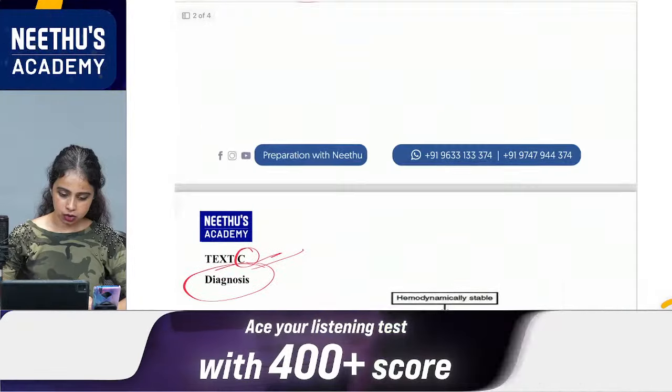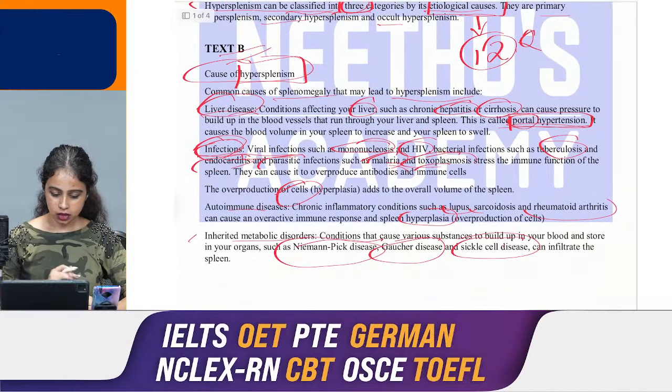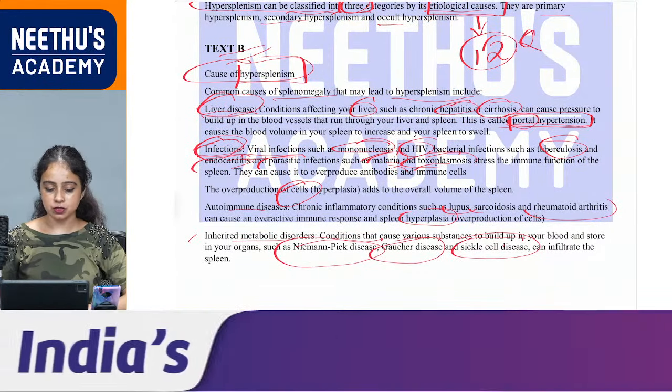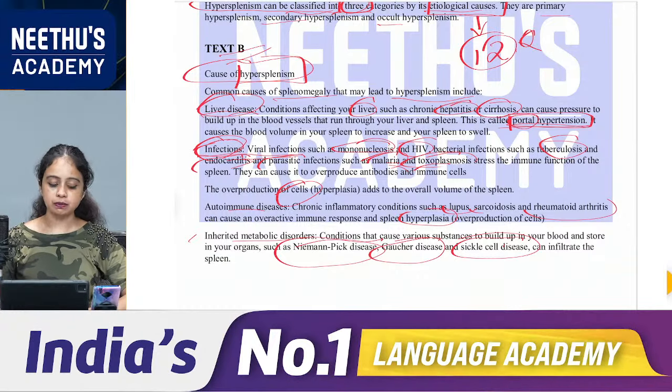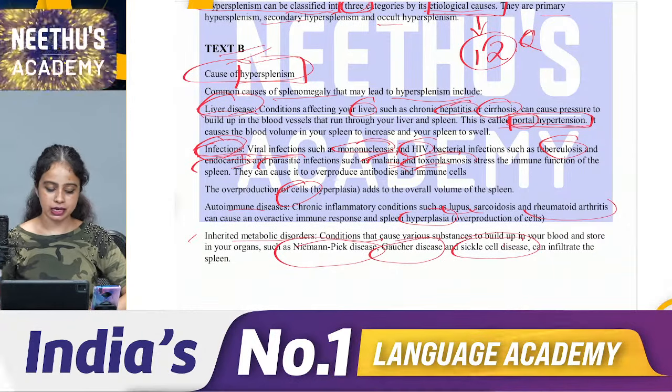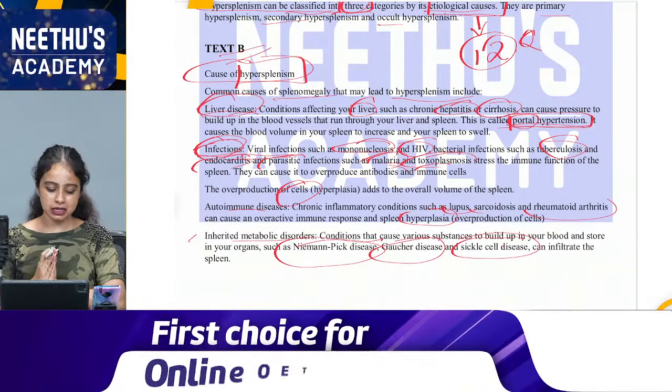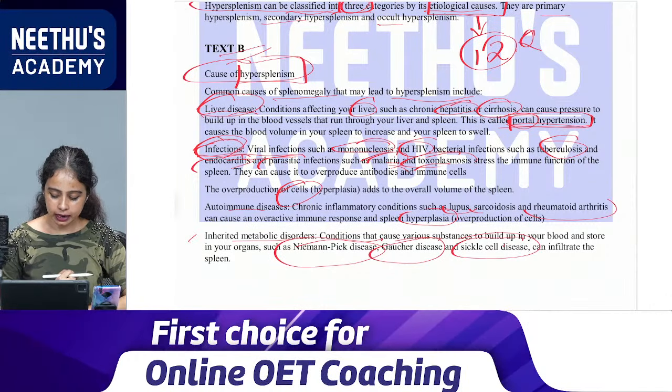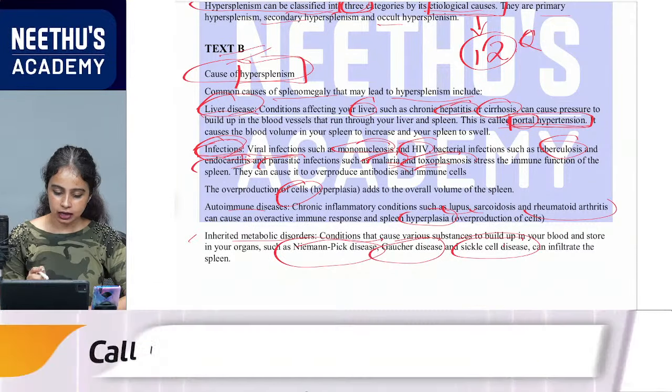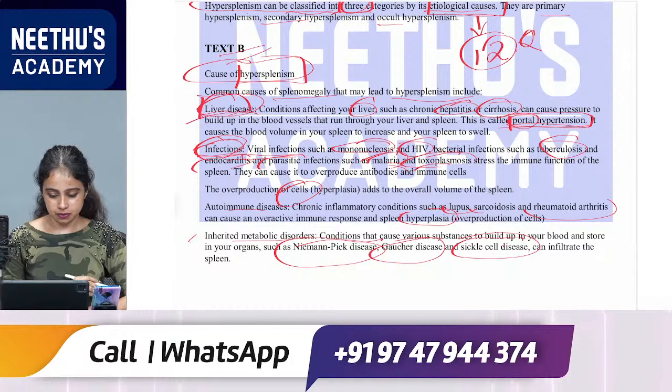Okay, so the condition is mentioned here in text B. May I know the correct answer? Portal hypertension. So yes, it is the correct answer. Very good, JC. The answer should be portal hypertension, that is mentioned here in liver disease.